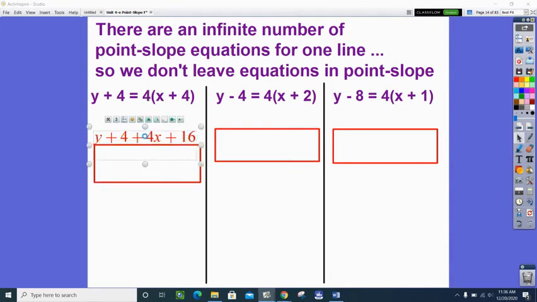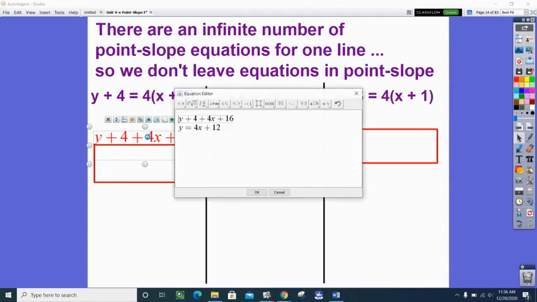Oh, and that should be an equal. So let me fix that. So having said that, I don't know why that showed up like that.